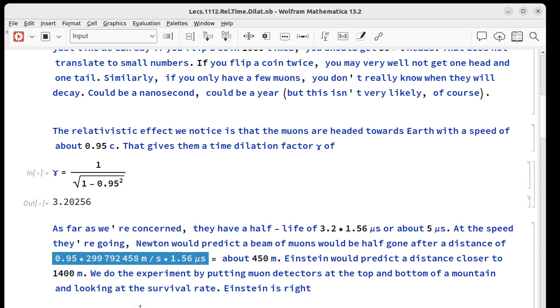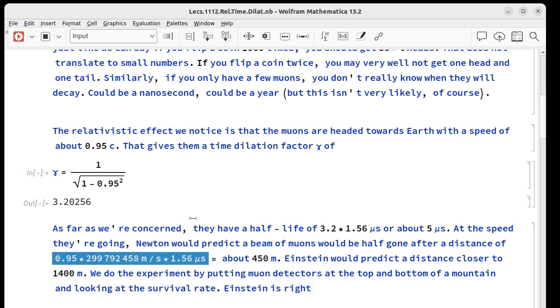So the way we do the experiment is to put muon detectors at the top and bottom of a mountain and look at the rate of muons that arrive at each one. And we do this experiment. And by the way, if you want to do something like this, the cost on it is relatively low. All you need to do is find the mountain. It turns out, of course, Einstein is right.